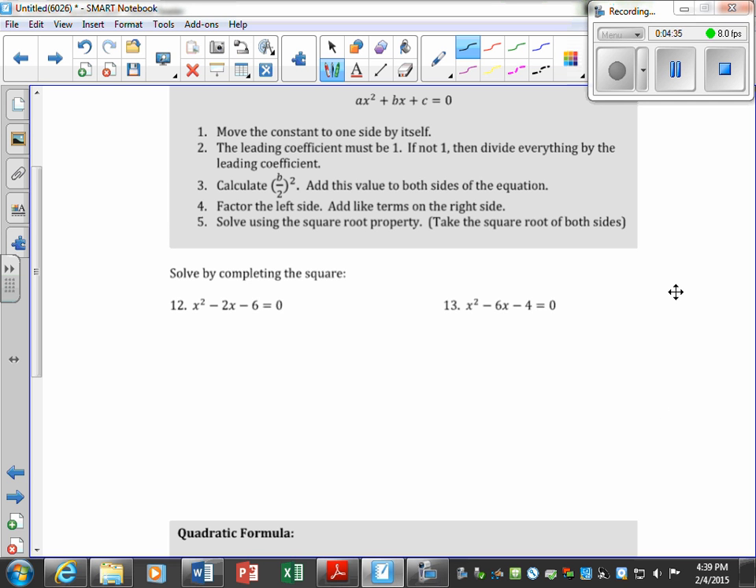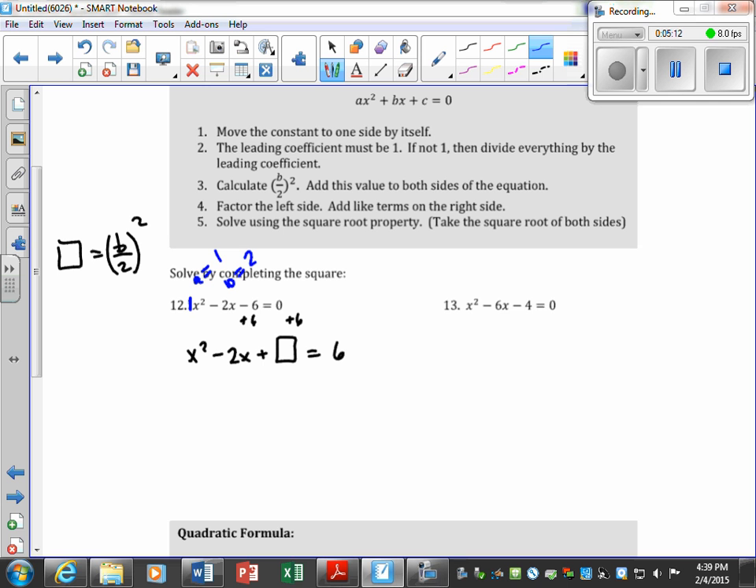Alright, the first step is move the constant to one side by itself, so I'm going to move the 6 over here because we have x squared minus 2x plus some number. We want to be able to choose this number here and complete the square method. So how do we pick what number goes here? To find that, you're going to take the b term, divide by 2, and square it. Now, what do I mean by the b term? If I was to label these, this is a known 1 here. A is 1.